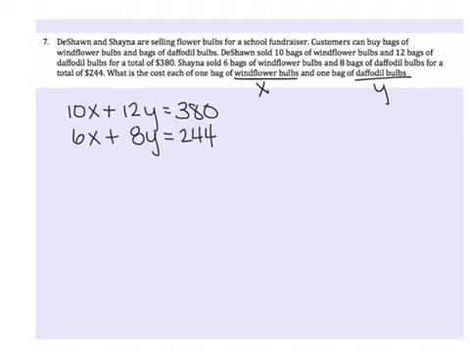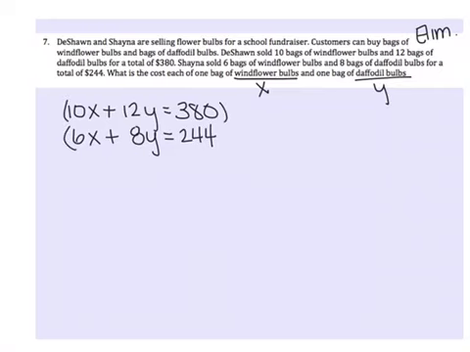Because neither one of these is an x equals or a y equals, and it's not going to be easy to solve either of these for an x or a y, I'm going to go ahead and do elimination for this. Neither one of these is going to cancel right now, and I can't multiply 6 by anything to make it look like 10, or 8 by anything to make it look like 12. So we're going to have to do the flip-flop.